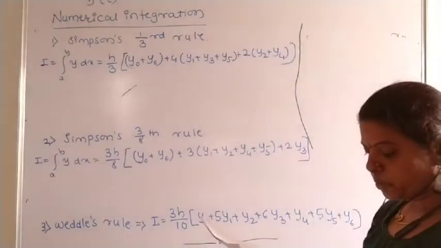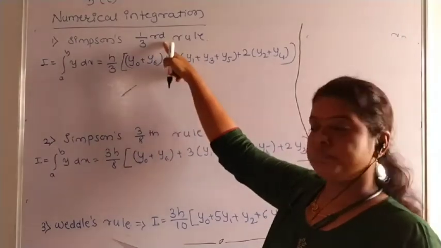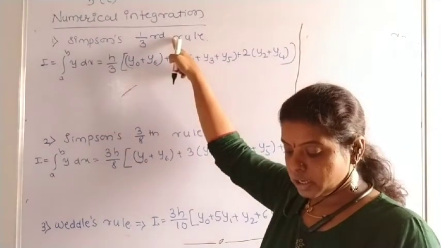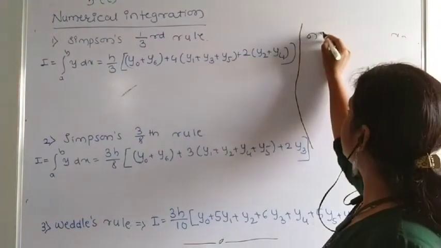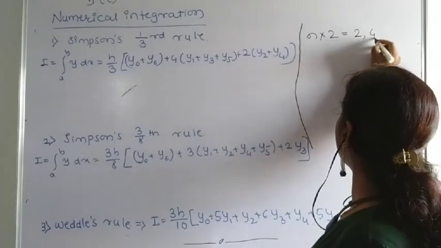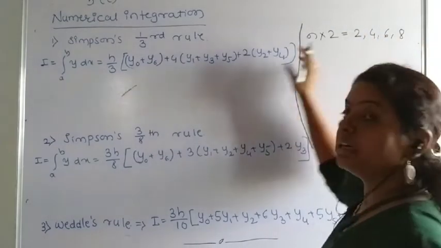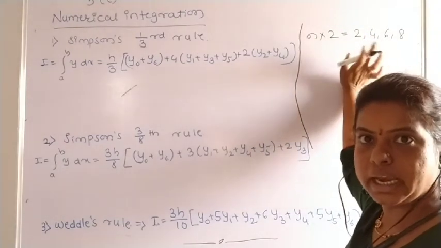And the second important rule is, in Simpson's 1/3 rule, n must be a multiple of 2. That is, it may be 2, 4, 6, 8. The n terms you have to consider in terms of 2, 4, 6, 8 like that.